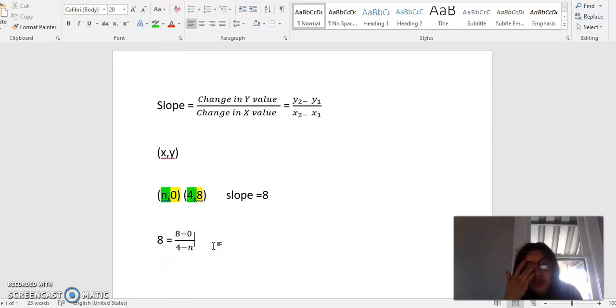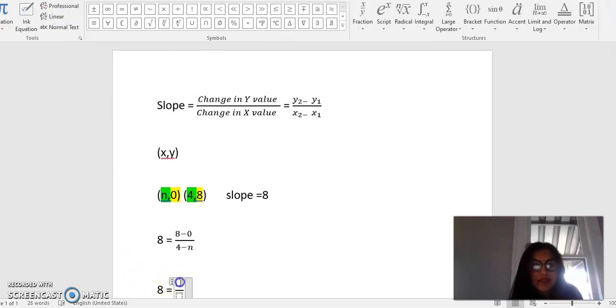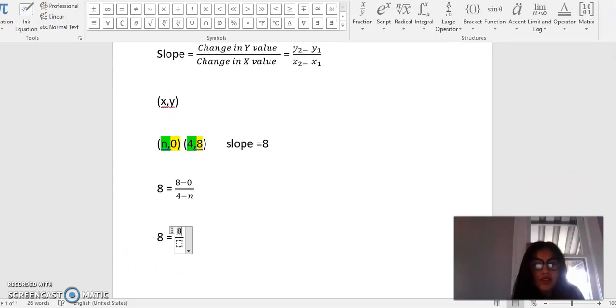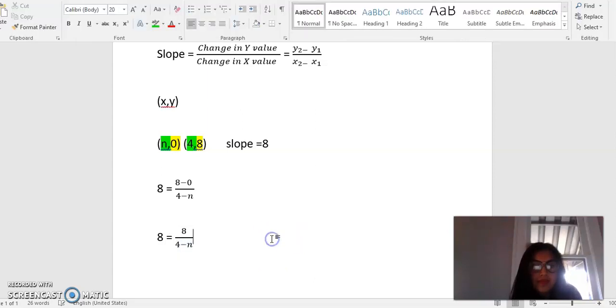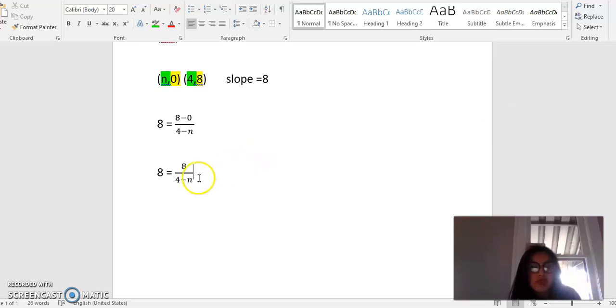Okay. So we're going to go ahead and simplify this. 8 equals, we know that 8 minus 0 is 8, over 4 minus n. And we still need to solve for n. Okay. So here's where it's going to get a little bit complicated. So we start trying to solve for n. We know that the inverse of division is multiplication, right? So we're going to have to multiply by 4 minus n on both sides.